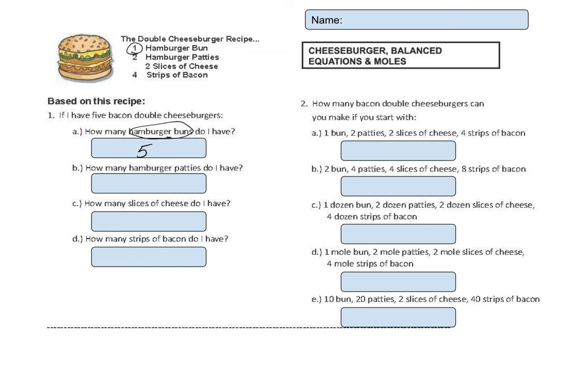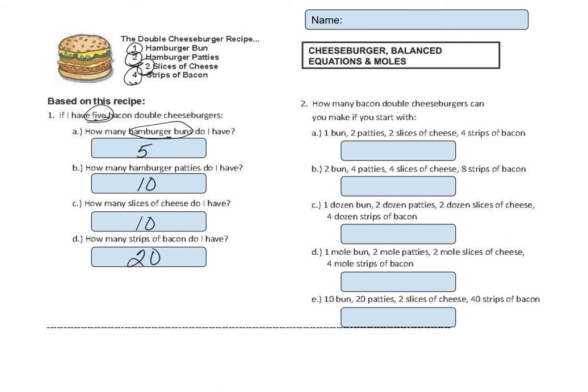Now, how many hamburger patties would I need? Well, I need 2 per bacon double cheeseburger. So if I need 5 of them, then I would need 5 times 2, 10 patties. What about slices of cheese? Again, 2 per cheeseburger, so I'm going to need 10. And how many strips of bacon? Well, if I need 4 per double cheeseburger, and I want 5 of them, I would need 20. So we're simply looking at the recipe compared to how many I want.